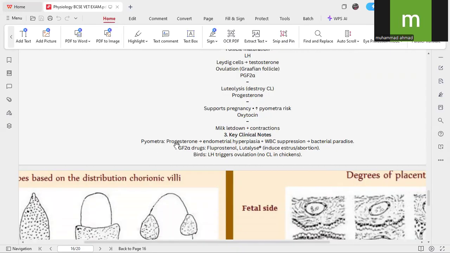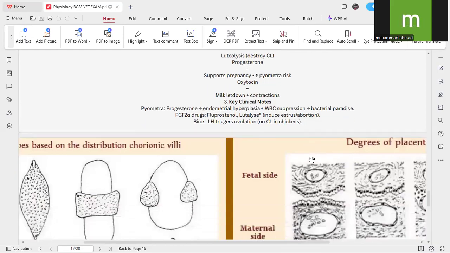Pyometra: P4 causes endometrial hyperplasia, with the addition of WBC suppression, so there may be infection. So we should remove P4, and use prostaglandin F2 drugs, which involve fluprostenol. Butylase induces stress and abortions. In birds, luteinizing hormone triggers ovulation because there is no CL in the chicken.